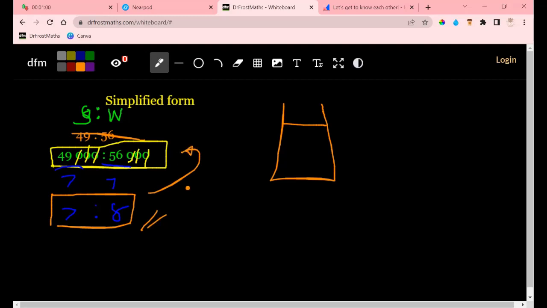Did you understand what simplified form means? Please send a thumbs up. Viara, do you understand? Okay.